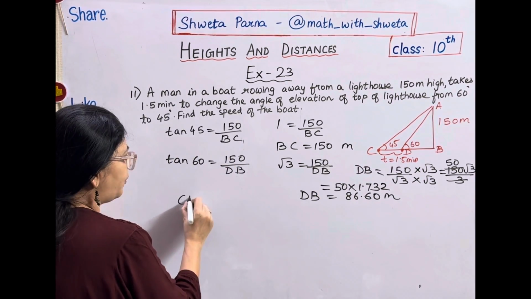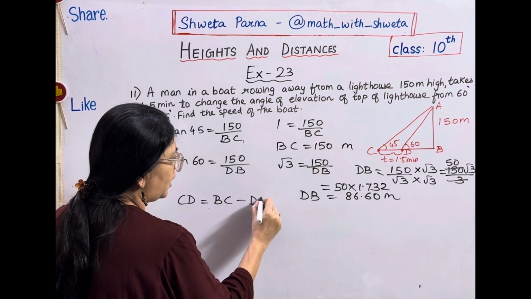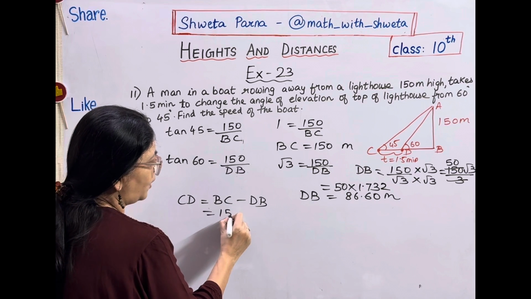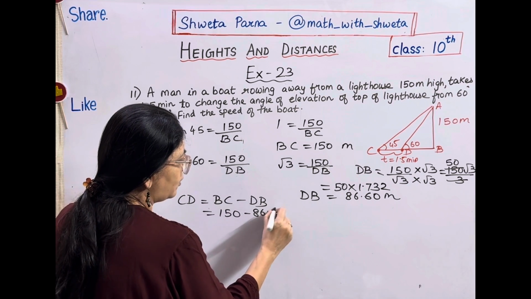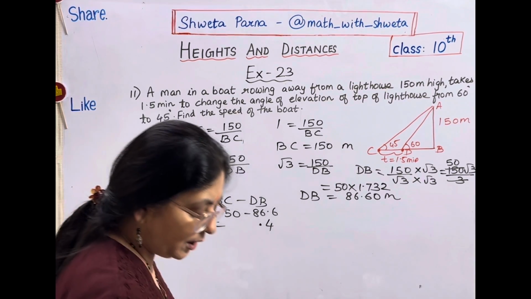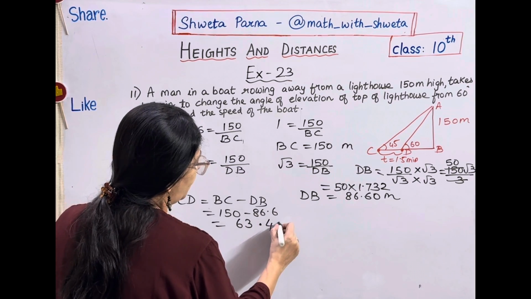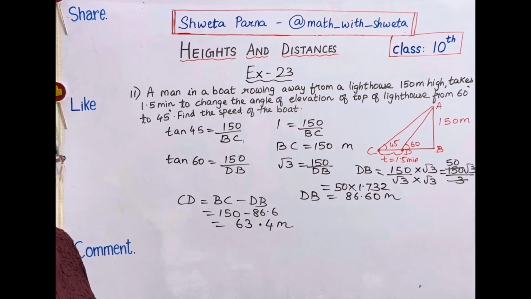Now if I want to find CD, what is CD? BC minus DB. What is BC? 150 minus 86.6. Come on, subtract it. You will get the answer. It is 63.4 meter. You got the distance.